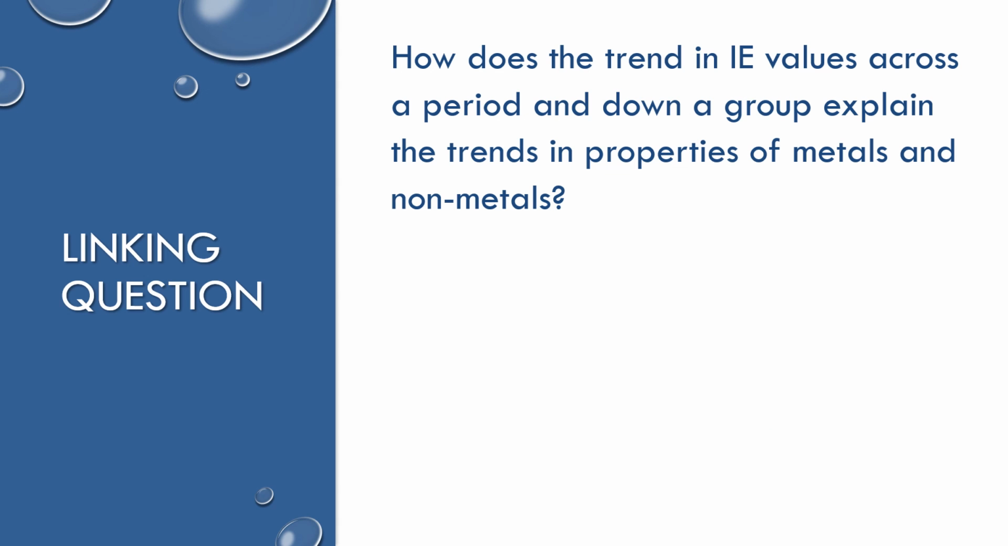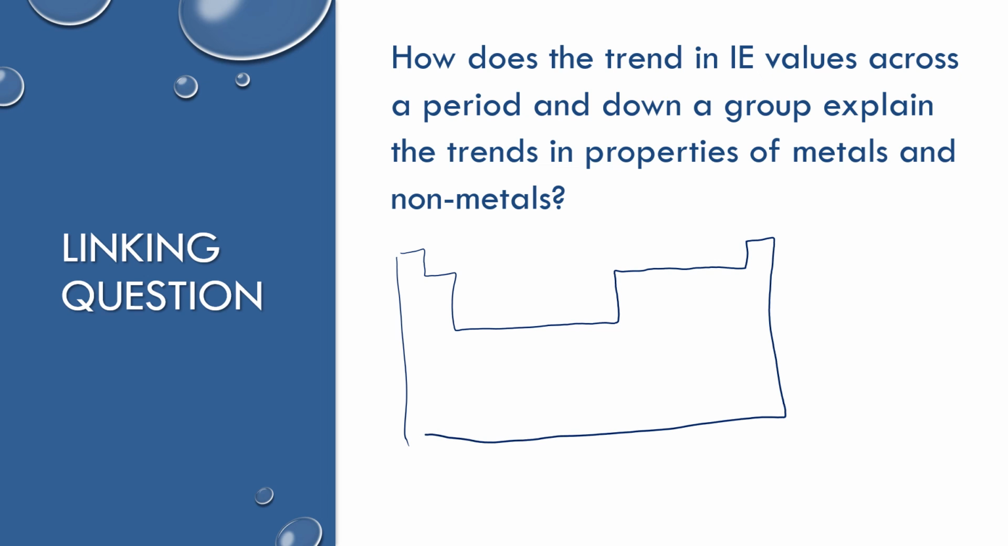Okay, so let's connect this to some of the properties of metals and nonmetals. Remember, these linking questions can connect to completely different parts of the curriculum. Typically, as you're going across, in general, the ionization energy increases, with a couple of exceptions. Remember, at higher ionization energies, it's not going to have that metallic character. It's going to be harder to remove an electron. And then as you go down a group, it's going to decrease in ionization energy as well.